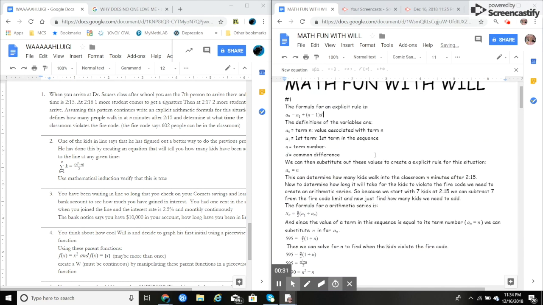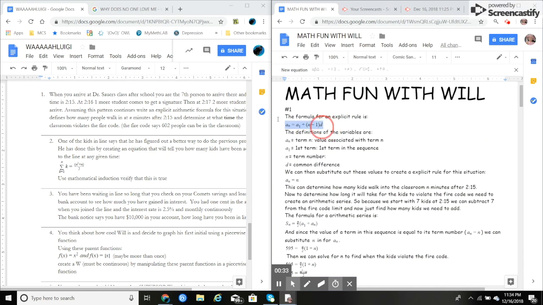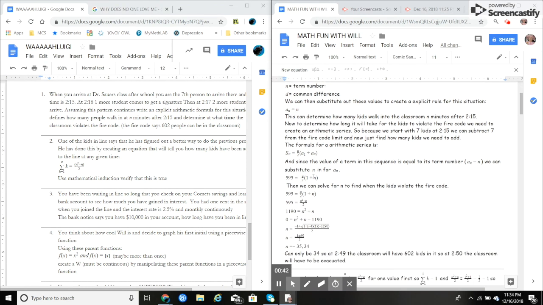Okay, that's much better. So the formula for an explicit rule is this, and if we substitute in all our terms, because it's only going up one each term, it's basically the term number is equal to the term value. And then this is the formula for an arithmetic series to figure out how many minutes it's going to take for a certain number of kids to join so that we're going to violate the fire code. And we're going to set this equal to 595 because if we take away the 7 kids that were already in the classroom, now we just have to worry about how many kids we're going to add.